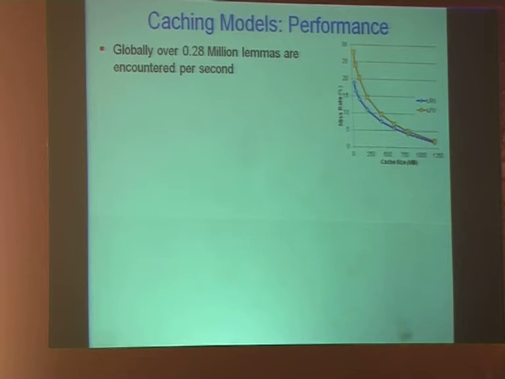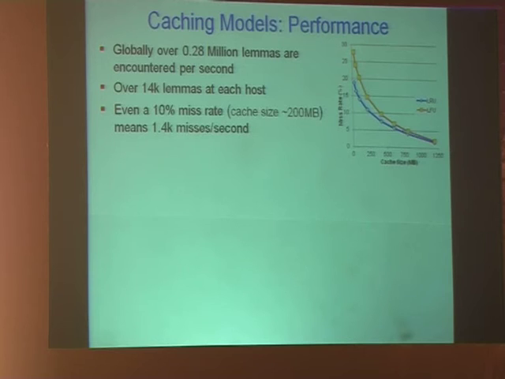Globally, over 0.28 million lemmas are encountered per second. And over 14K lemmas are encountered per second at each host. So 10% of that will mean around 1.4K misses per second. And ultimately, one miss leads to one disk seek. So over 1.4K disk seeks per second. And one disk seek can easily cost 10 milliseconds. So 10 milliseconds per disk seek and 1.4K such disk seeks. So just imagine the slowdown of the system.